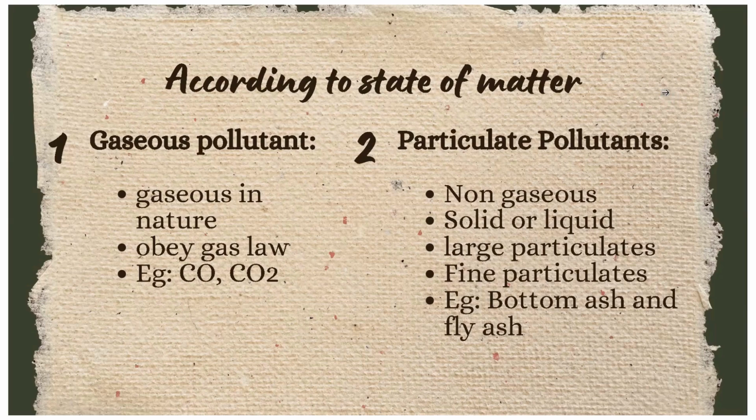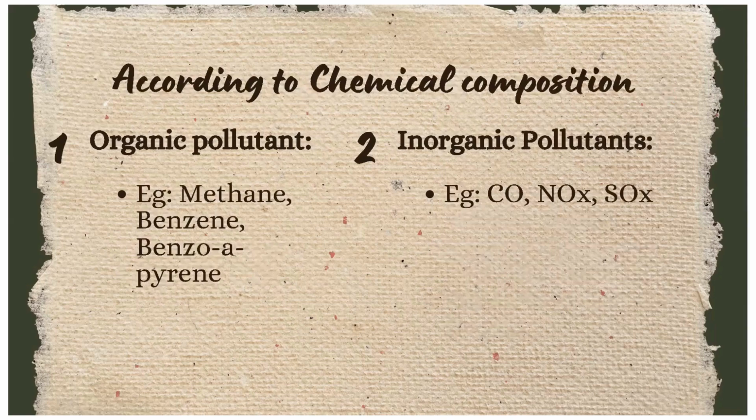Okay, moving ahead. According to chemical composition, it is divided into two parts, that is organic pollutants and inorganic pollutants. अब organic pollutant क्या होते हैं, inorganic pollutant क्या होते हैं, I hope you know that. Still, I'll tell you कि organic जो pollutants होते हैं इनमें कार्बन हाइड्रोजन बॉन्ड होता है. ठीक है, और जो इनऑर्गेनिक पोल्यूटेंट्स होते हैं इनमें कार्बन हाइड्रोजन बॉन्ड नहीं होता.